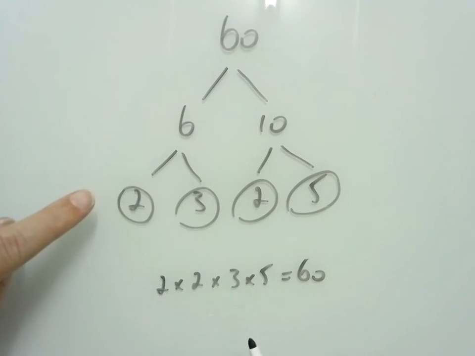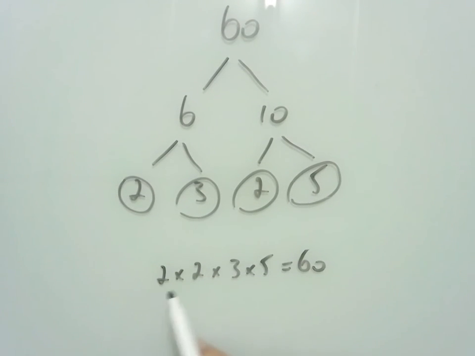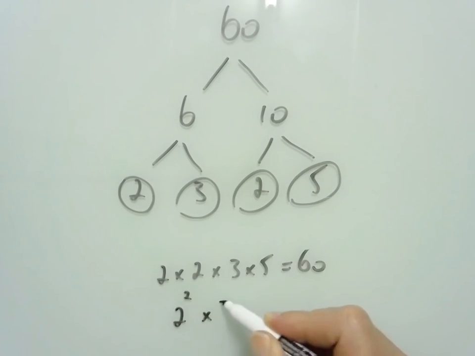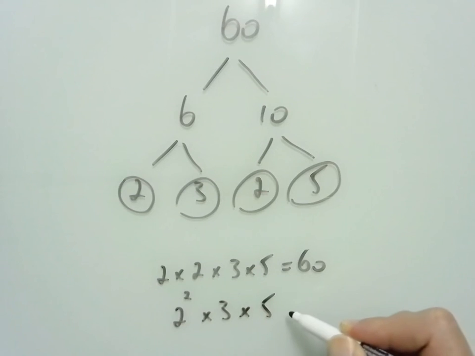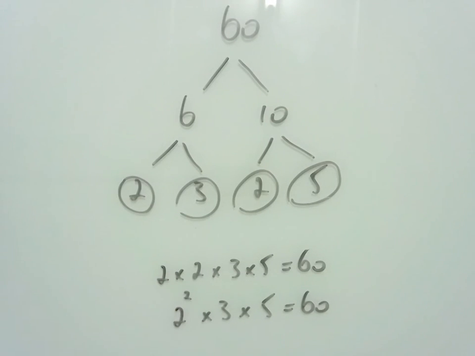One more thing we need to do is we need to list 60 as a product of prime numbers using index notation. See the two 2's? We can say that that is 2 squared times 3 times 5 equals 60. So it's about combining these like terms into powers. Okay, that'll do us. Go do some practice and I'm sure you'll get the hang of it, no worries at all.